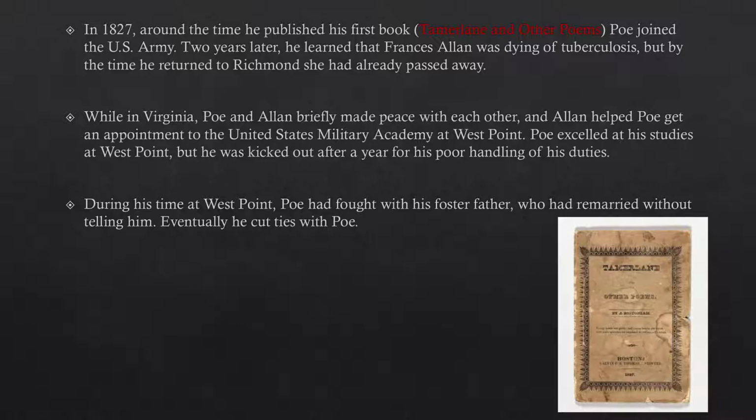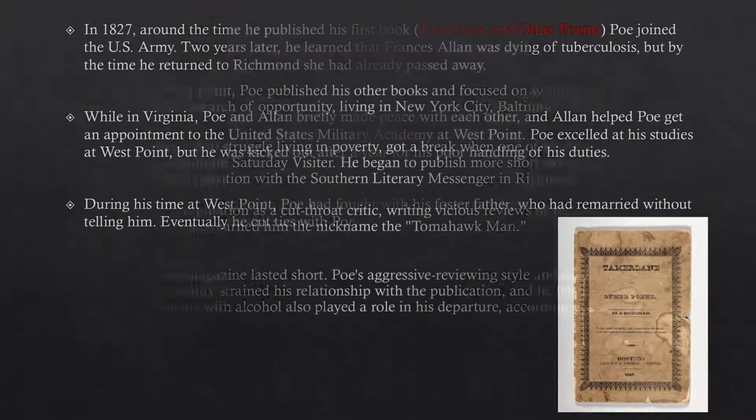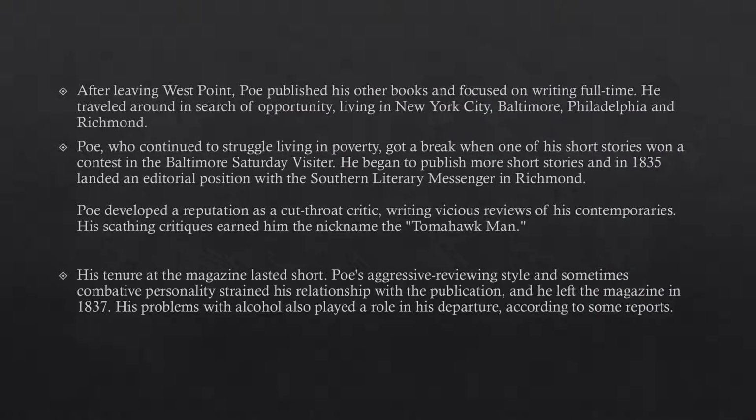Poe got the appointment to the United States Military Academy at West Point, but after a year, he was kicked out because of his poor handling of duties. During his time at West Point, Allan remarried, and eventually their bond was broken forever. After leaving West Point, Poe published his other books and focused on writing full-time.